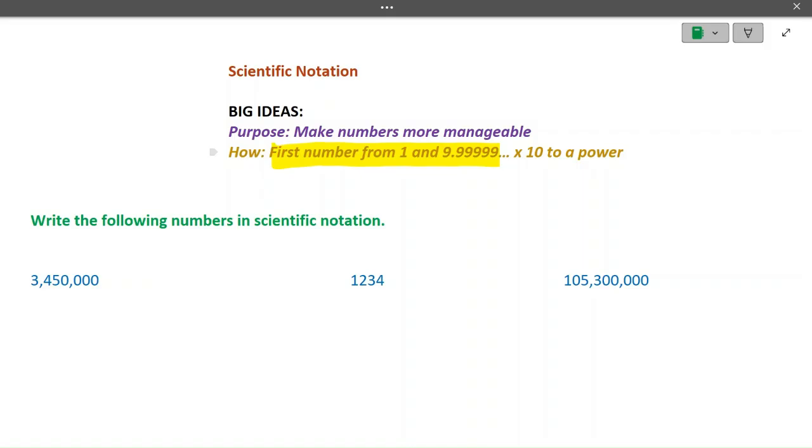Because remember, when you multiply by 10, you are essentially making the number 10 times bigger. In simple speak, that means our number grows by a factor of 10, which means zeros are being added to our number. That's what multiplying by 10 does. All right, so let's get to it.